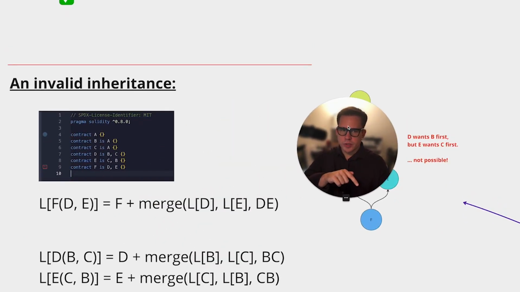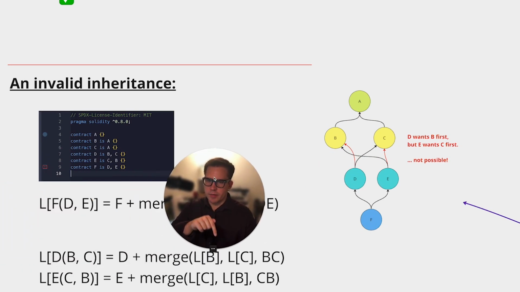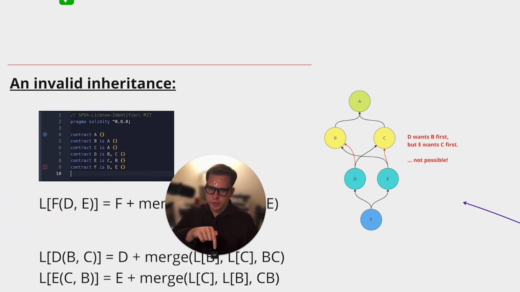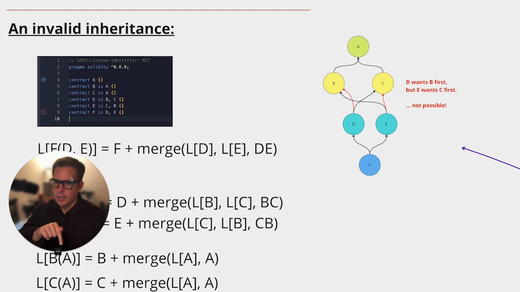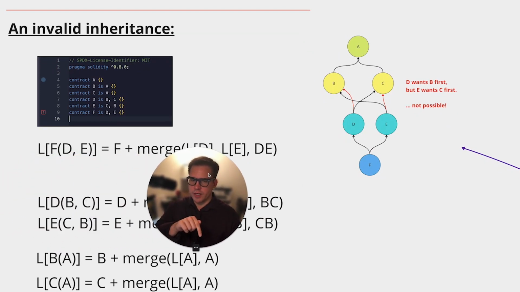Now we also need E, of course. We write up E, same thing. Now we need B, C, right, to resolve these two layers. Great. B and C, well, those depend on A, each of them. L of B of A, that's B plus merge L of A, A. We know what A is.